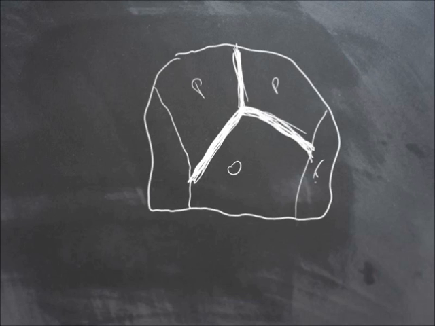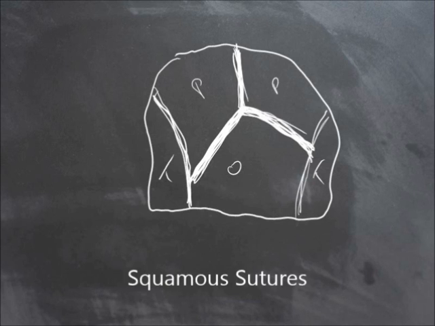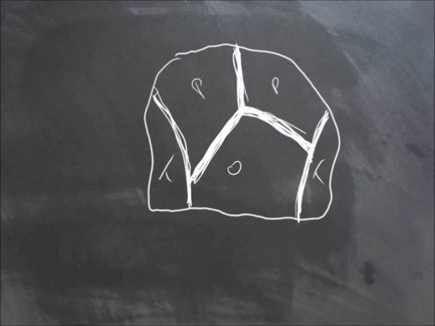These two bones here are the temporal bones, and these sutures are the squamous sutures. And this little bit of suture here is part of the sagittal suture, separating the two parietal bones from each other.